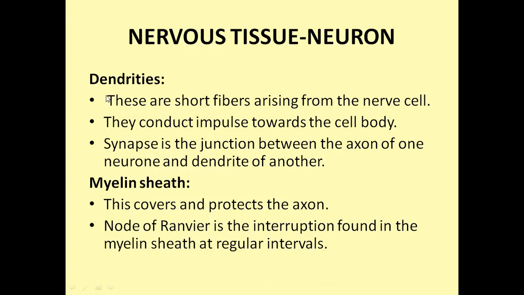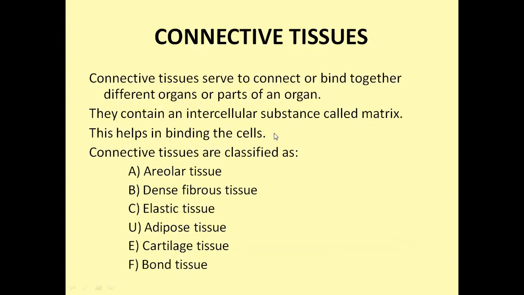So dendrites are short fibers arising from the nerve cells. They conduct the impulse towards the cell body. Synapse is the junction between axons of one neuron and dendrites of another. Myelin sheath covers and protects the axons. Node of Ranvier is an interruption found in the myelin sheath at regular intervals.